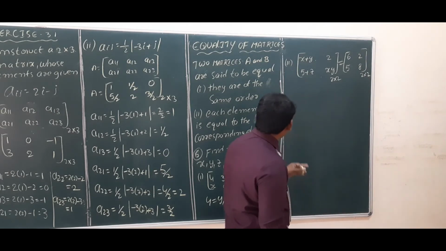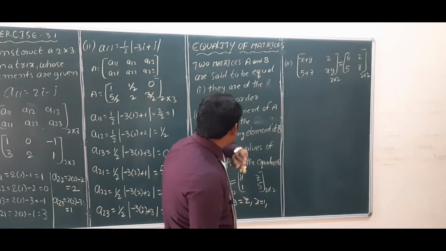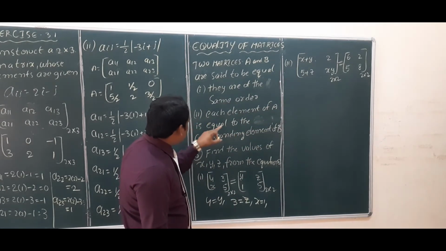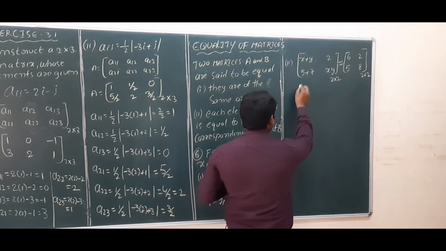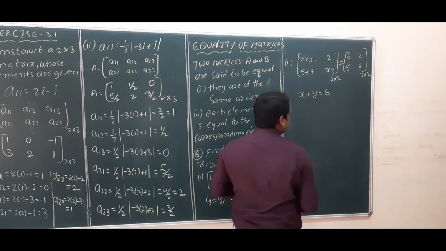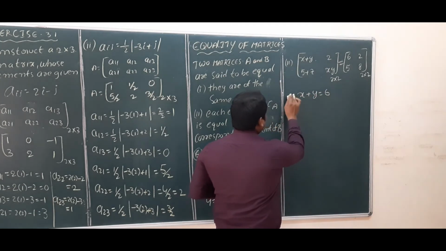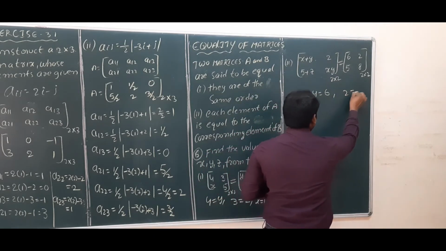Now we can check here. First, you have to see that they are of the same order: 2 by 2 matrix, 2 by 2 matrix. Now second, each element of A is equal to the corresponding element of B. What is the condition here? First element, x plus y equal to 6. Next, one more: A22 value is 2, equal to 2.